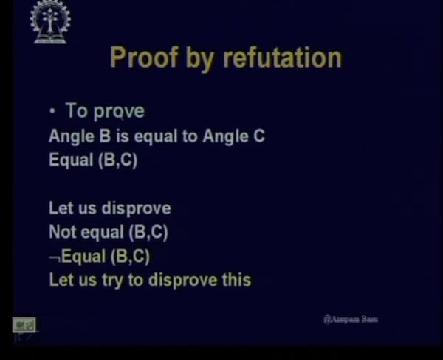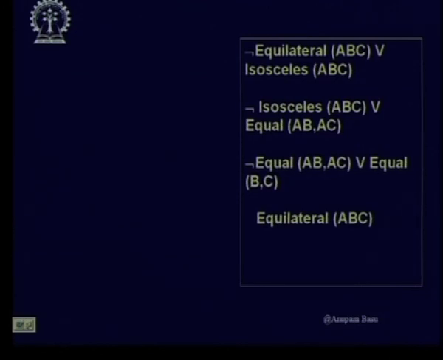So, what is that? We take the clausal form of the goal and negate it, and try to disprove it. That is our approach. So, let us look at this animated resolution. We have got in our knowledge base all these clauses, equilateral ABC or isosceles ABC, etc., all these that we have discussed, and this is the one we want to prove. We want to disprove this not equal BC.